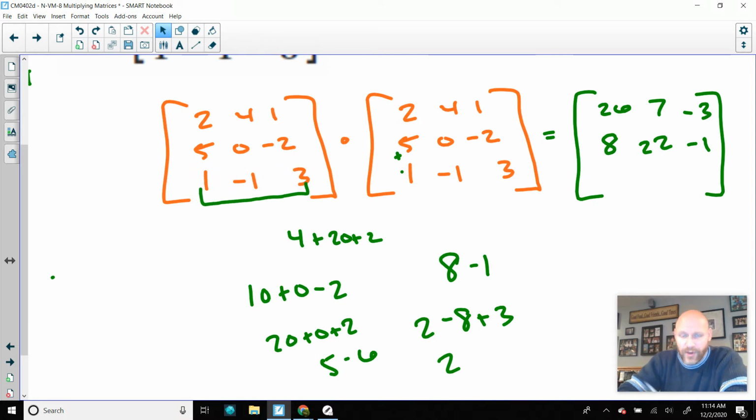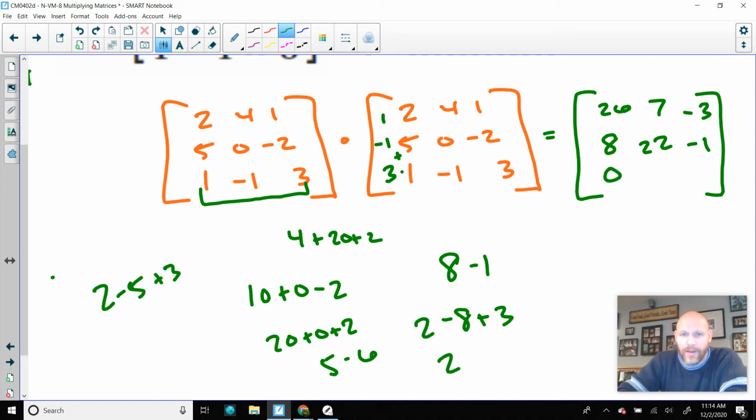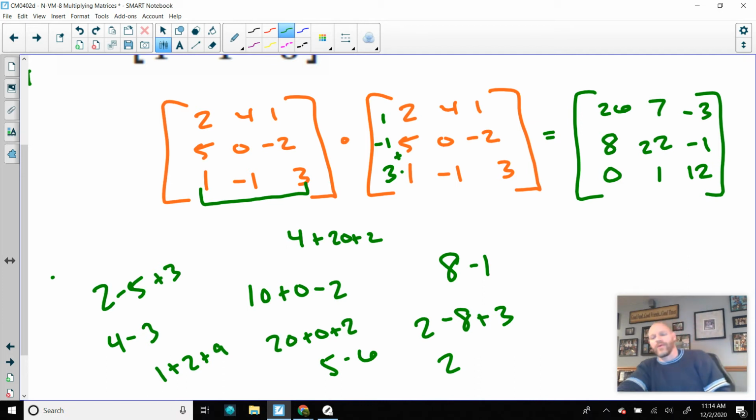Okay, so I'm going to take this row, drop it in. 3 on the bottom, -1 and a 1. We have 2 minus 5 plus 3, that's going to be a 0. Boom. We have 4, 0, and a -3. So 4 minus 3 is the number 1. And we have a 1, a 2, and a 9. So 1 plus 2 plus 9 is going to be 12. And there you have it, a 3x3 matrix.